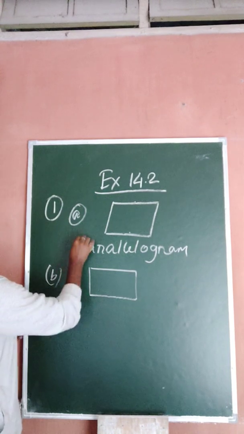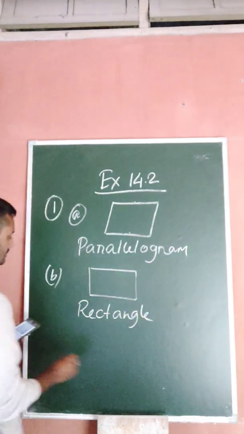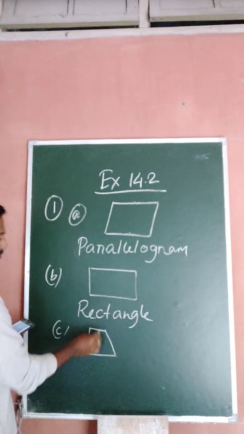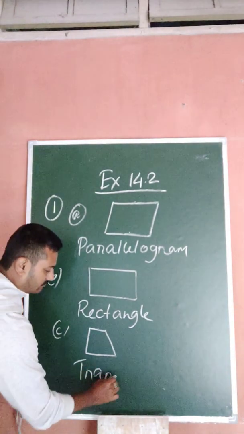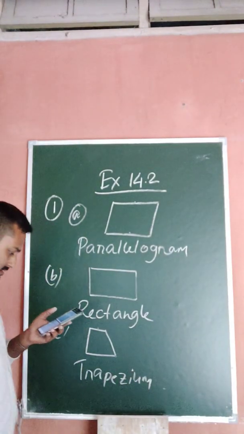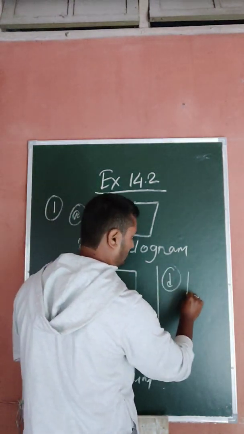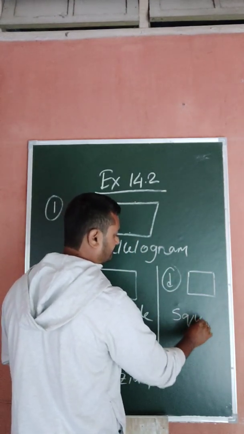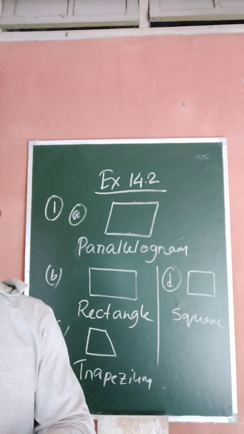So rectangle. Now question number C is like this one. Opposite pairs are parallel but not equal. This one is a trapezium. And question number D, I think it is a square. All the sides are equal, angles are 90 degrees. So this one is a square. Okay. Clear? Now question number 2 is very important, very interesting actually.